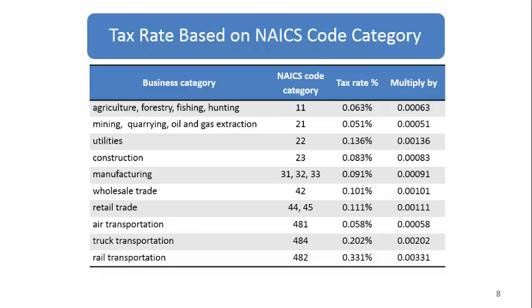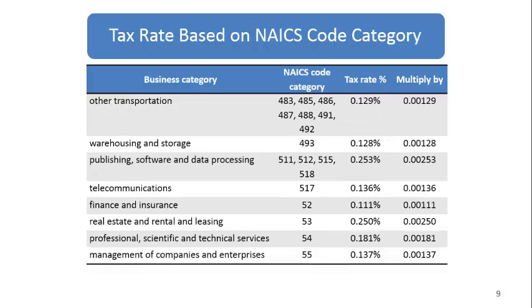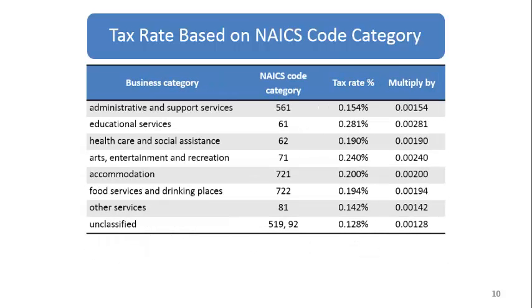These next three slides list the different NAICS code categories, including their titles. The NAICS code is a 6-digit number, but for commerce tax, only the first 2 or 3 digits are necessary to select the proper tax rate. The corresponding tax rates are shown as a percentage and as the decimal to be entered on the commerce tax return.